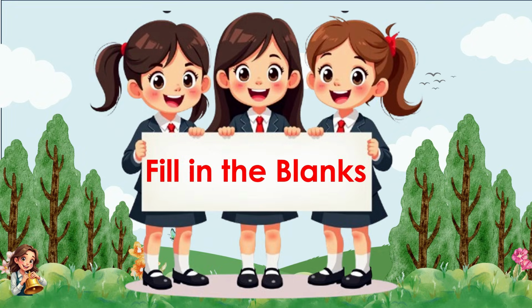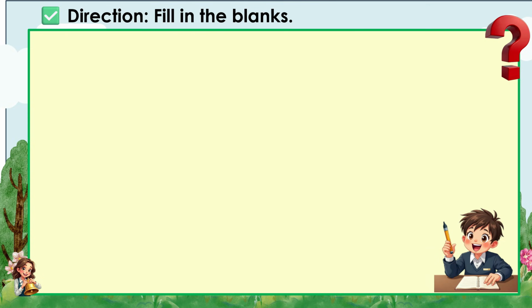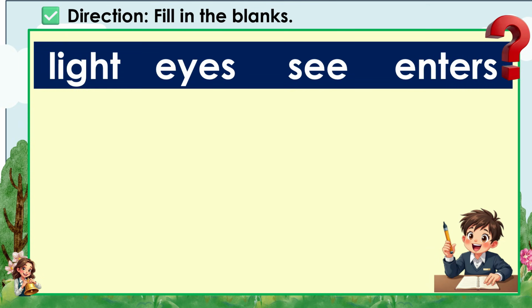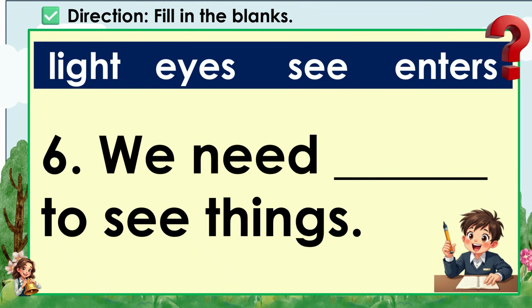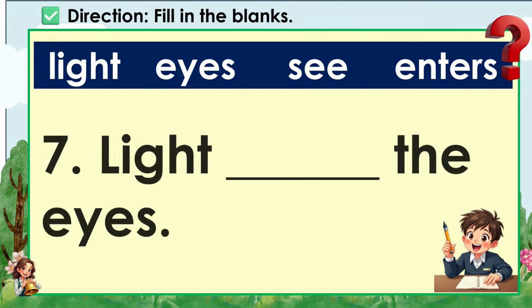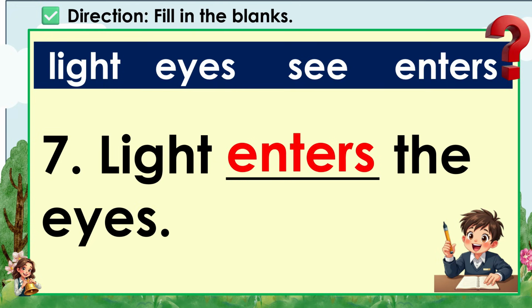Type 2. Fill in the blanks. Direction. Fill in the blanks. So using the words light, eyes, see, enters, fill in the blanks. Okay, 6. We need blank to see things. The answer is light. 7. Light blank the eyes. The answer is enters.